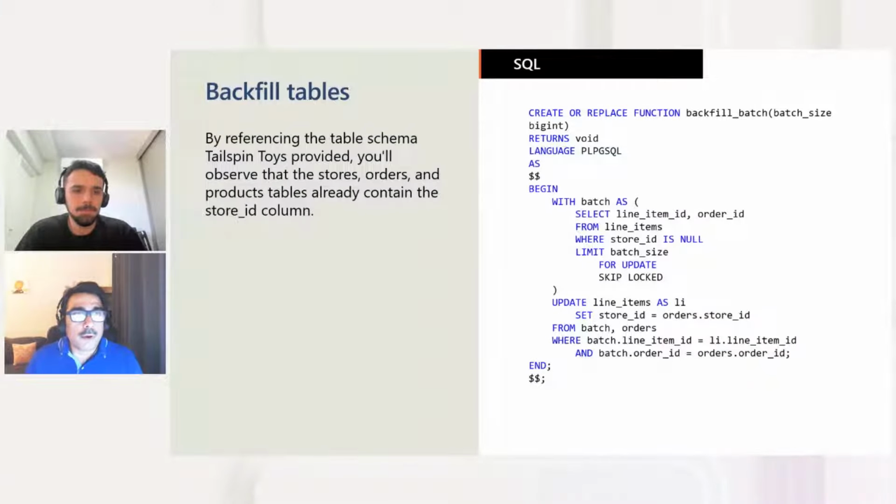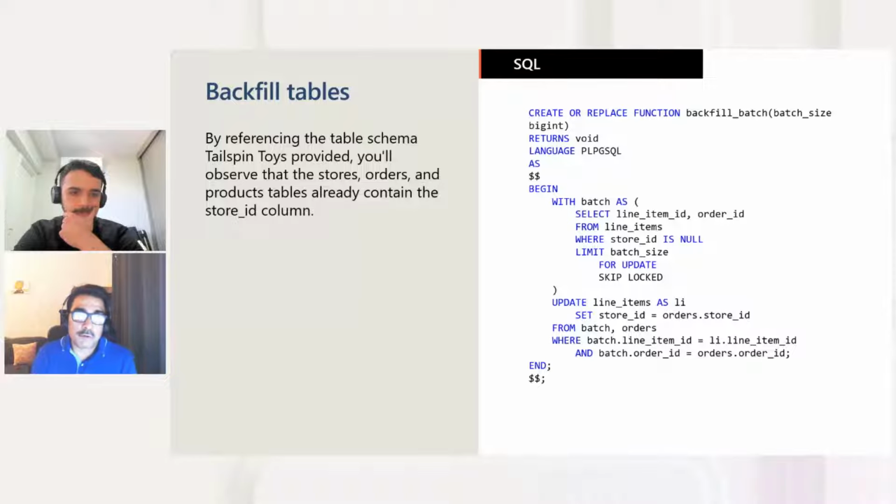Okay, so these are some of the steps for the backfill table. As I was mentioning, we have the line item table, which does not contain the store ID, but that line item table needs to be distributed along with the order table. And the whole idea is to have all the tables with the same distribution column co-located on the node.